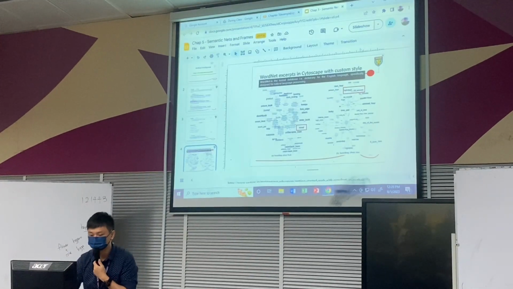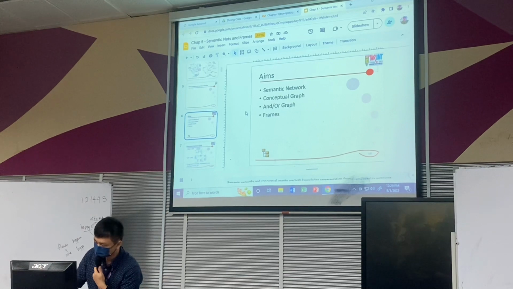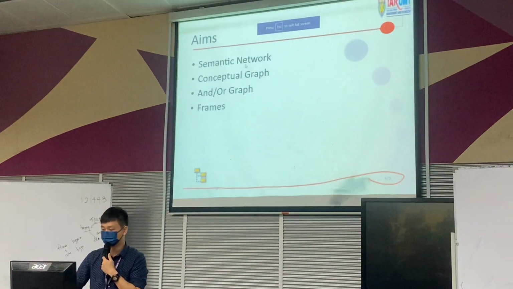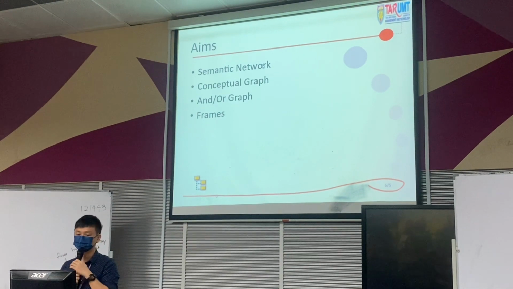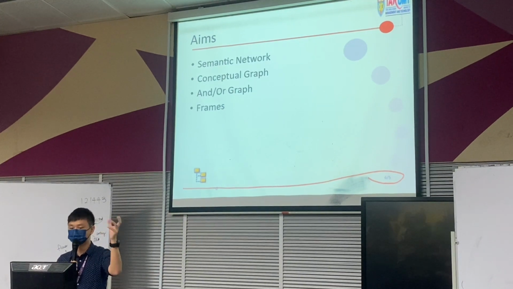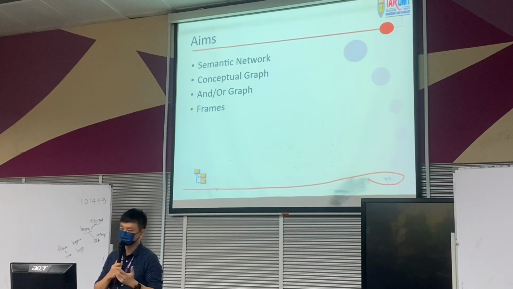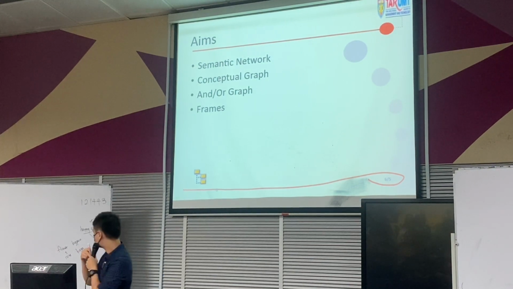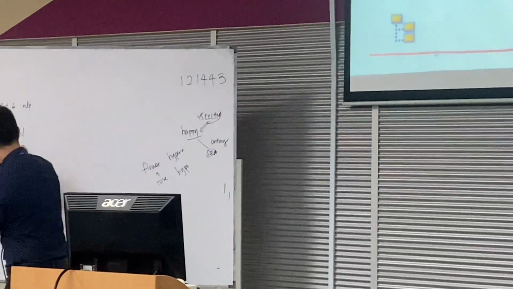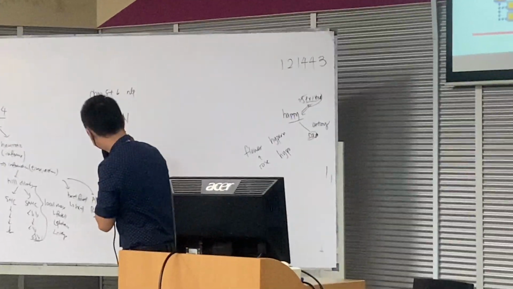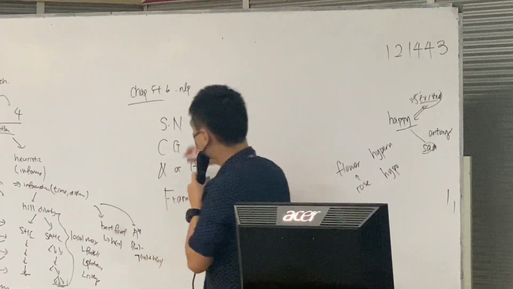All right. So there are several techniques to represent knowledge. One of the famous ones is called semantic networks. A semantic network is a network to show all the semantics. What is semantics? Semantics means the words or the meanings. So you have a network to represent all the semantics, all the relationships. Then we have conceptual graphs, an and-or graph, and the last one is frames. Each technique here has its own purpose.